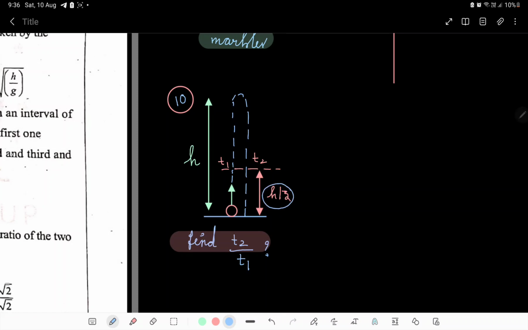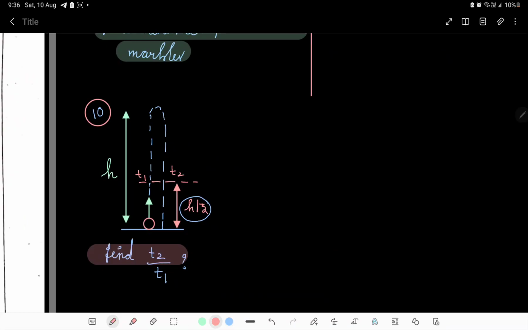Again, this question can be solved by using the equation s = ut + (1/2)at². Let's say we have s = ut + (1/2)at². Since it is moving up, we could say that s is h/3.